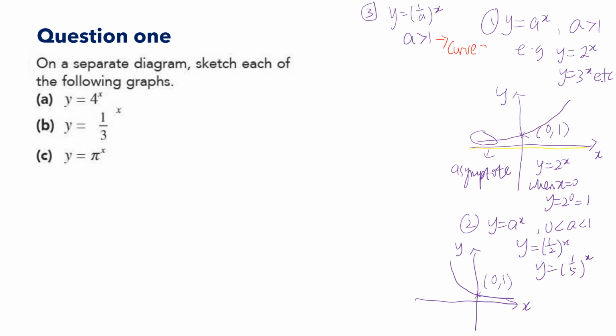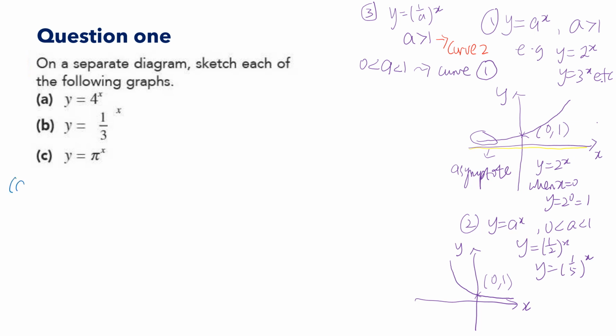Curve 2, right? But if your a is between 0 and 1, meaning what you're getting is a fraction, so 1 divided by, let's say, half will give you 2. So the curve you'll be getting will be curve 1. Okay, so with these concepts in mind, let's start to sketch the curve.